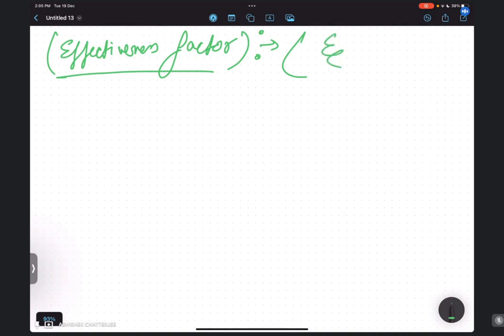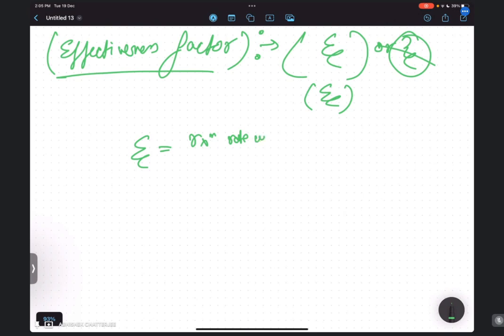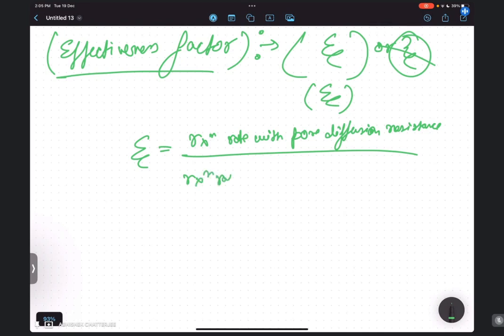This is denoted by this epsilon. ओके, इसको ऐसे डिनोट करते हैं, बहुत लोग इसको जीटा से डिनोट करते हैं, लेकिन जीटा से डिनोट करना सही नहीं है। इफेक्टिवनेस फैक्टर है तो कम से कम E तो रहना ही चाहिए ना, तो इसको हम लोग ऐसे डिनोट कर देंगे। ठीक है, इफेक्टिवनेस फैक्टर क्या समझाता है, ध्यान से देखना। ये समझाता है reaction rate with pore diffusion resistance divided by reaction rate without pore diffusion resistance.